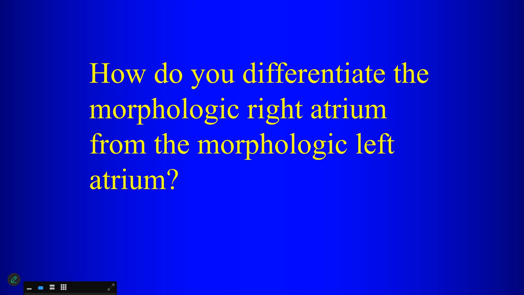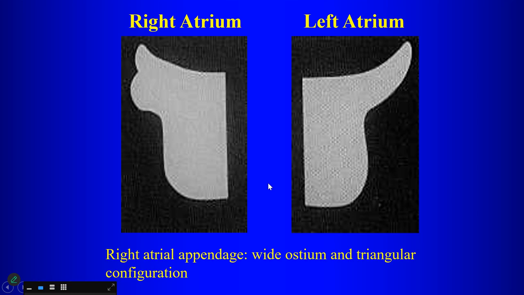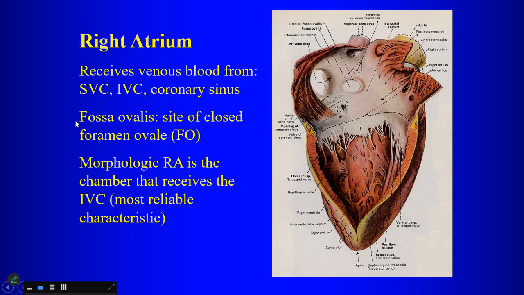What's different about the atrial appendages? The major difference there is what? One's triangular and widened. So which one is tubular? The left. Yes, the left atrial appendage is tubular, right? So that's the major difference in the appearance of the atria. The right atrial appendage has a wide ostium. The left atrial appendage has a narrow ostium.